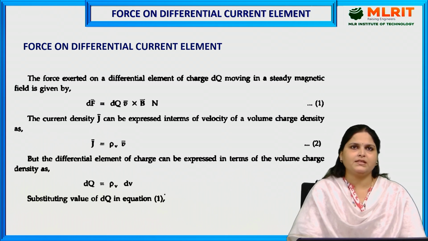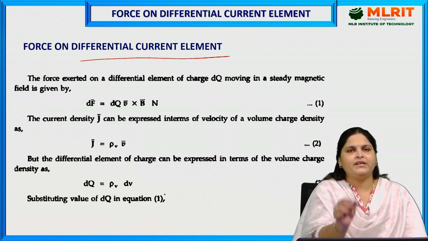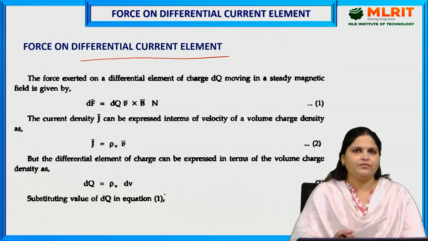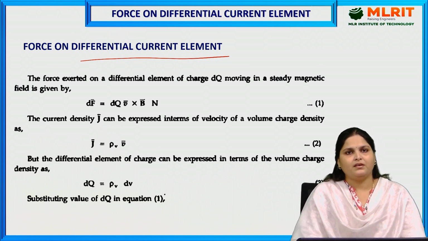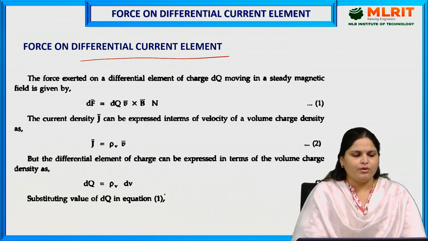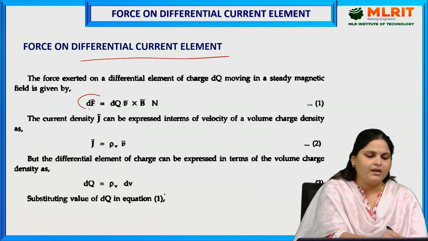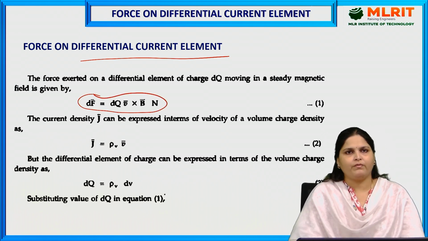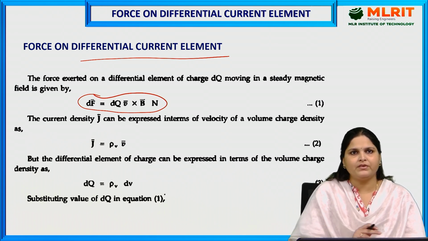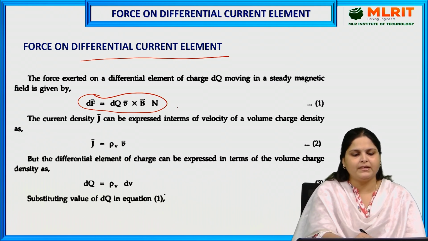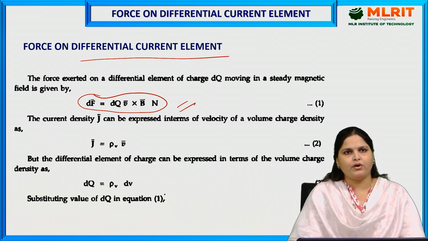Now we will discuss the force on a differential current element. This differential current element can be surface, volume, as well as line. The force exerted on a differential element of charge dq, which is moving in a steady magnetic field, is given by dF equals dq v cross B. This is the same formula we have written previously, F equals Q v cross B, but now we are taking a differential element. So it will be written as dF equals dq v cross B Newton.